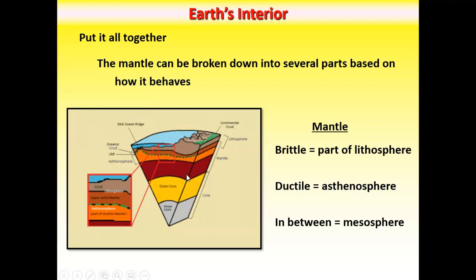So what I want you to take away from all this is crust, mantle, core is composition, and lithosphere, asthenosphere is a behavioral difference, a property difference. And that's how we want to break those down near the surface.